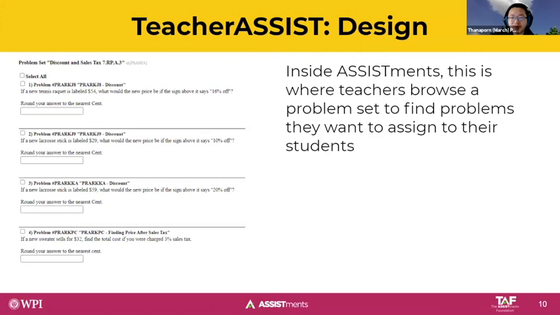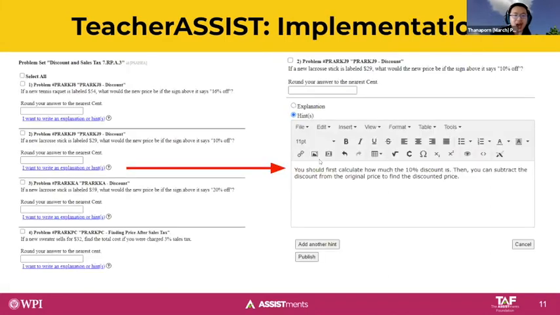We did a few informal interviews with teachers. On the left-hand side is a specific page inside ASSISTments, a page where the teacher comes in and selects the problems they want to assign to their students. For example, they can click on problem number 1 and number 3 and assign them to their students. What we did is add little links that say, "I want to write explanation or hints." When they click on it, a simple interface shows up that allows them to write hint messages or explanations.